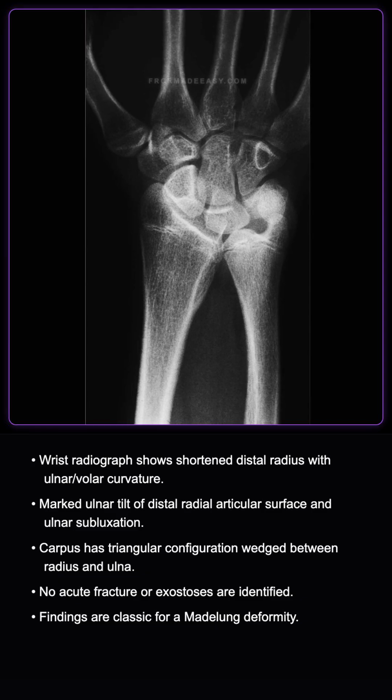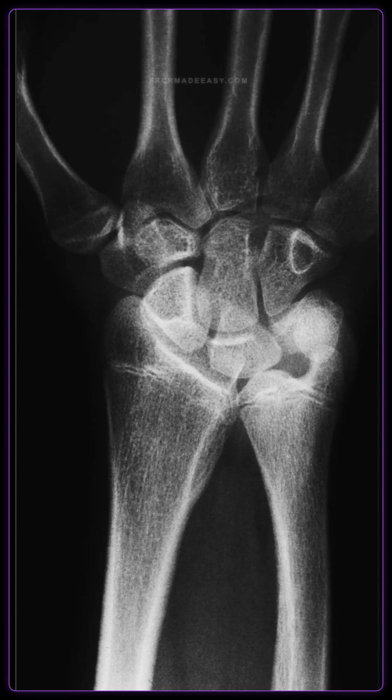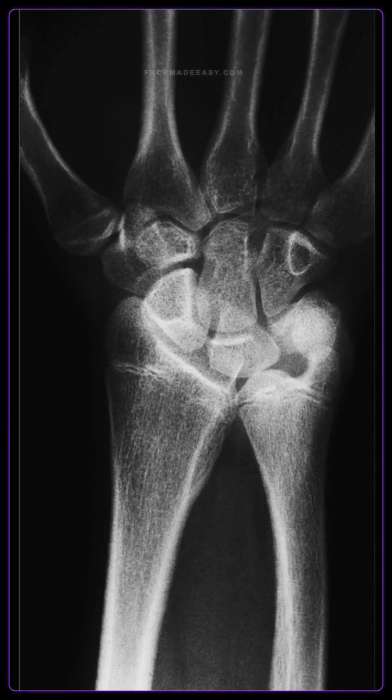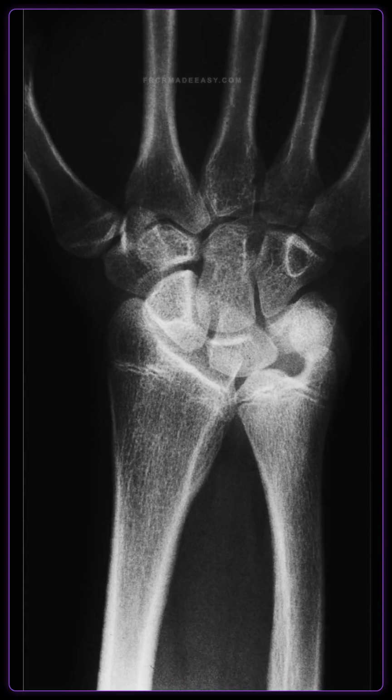No acute fracture is identified, and there are no bony exostoses. These findings are consistent with the Madelung deformity. What is the differential diagnosis for a Madelung deformity, and how do we differentiate the underlying causes?